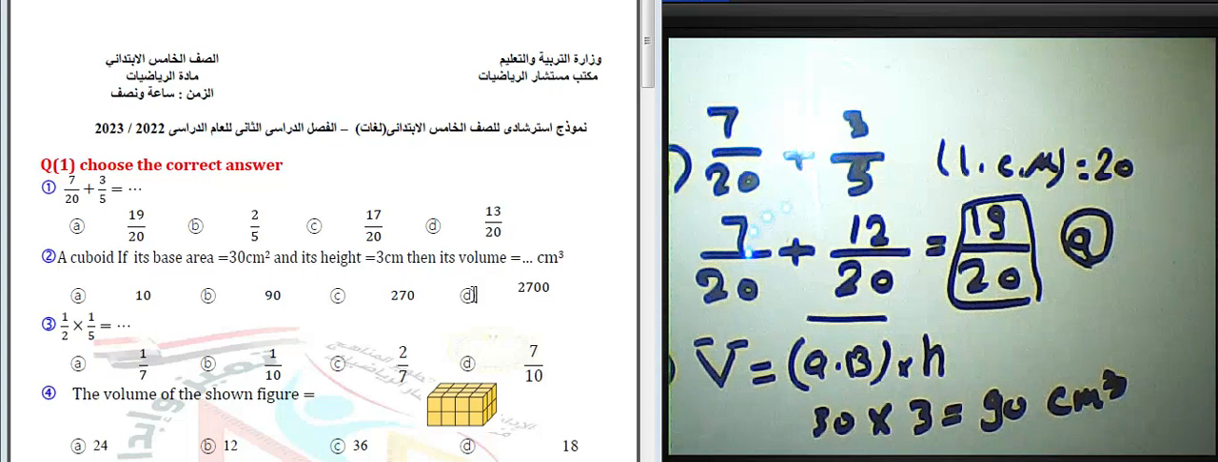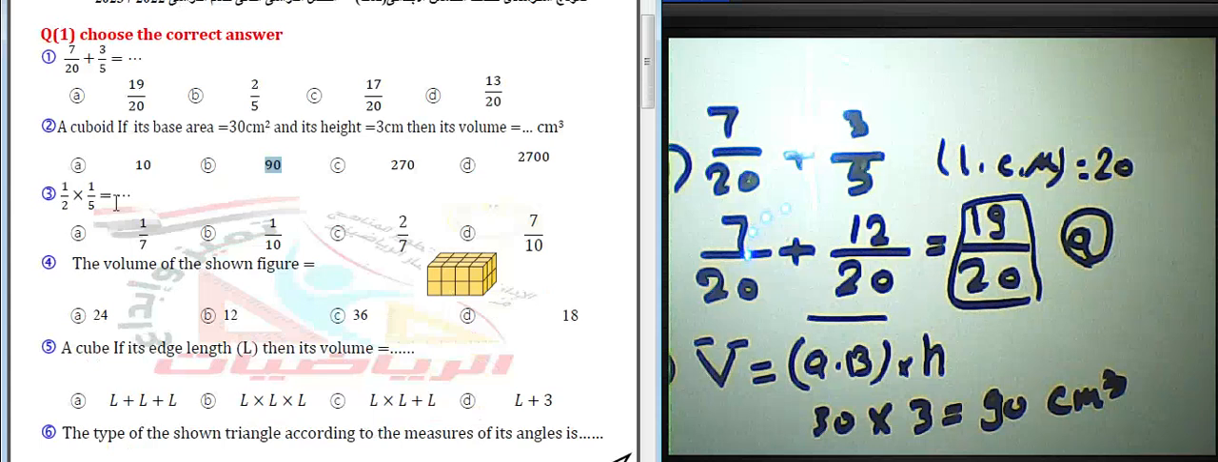The result will be 90 cubic centimeters, because the area of the base was 30 square centimeters and the height 3 centimeters. The volume equals area of the base times the height, equals 30 times 3, equals 90 cubic centimeters. Choose letter B.